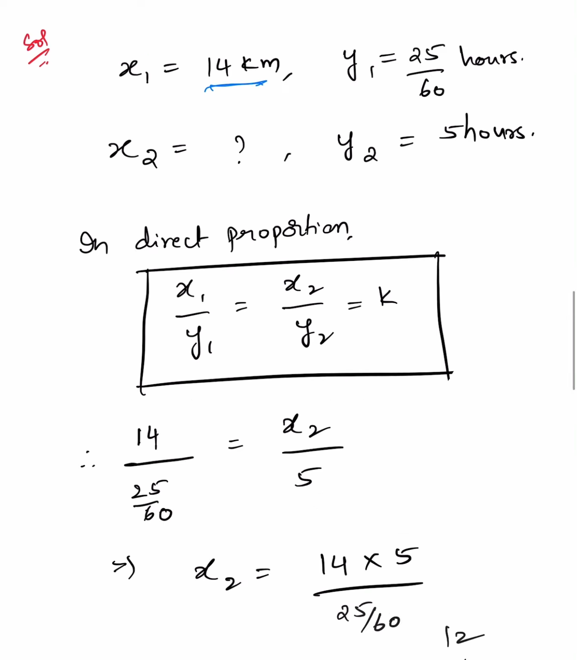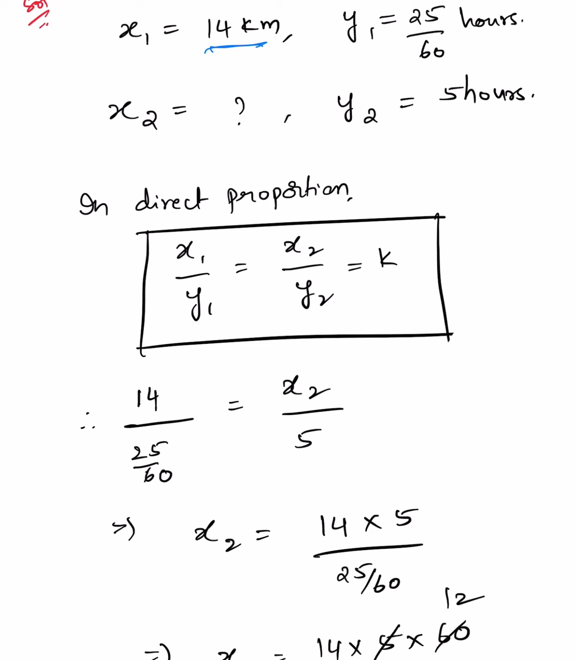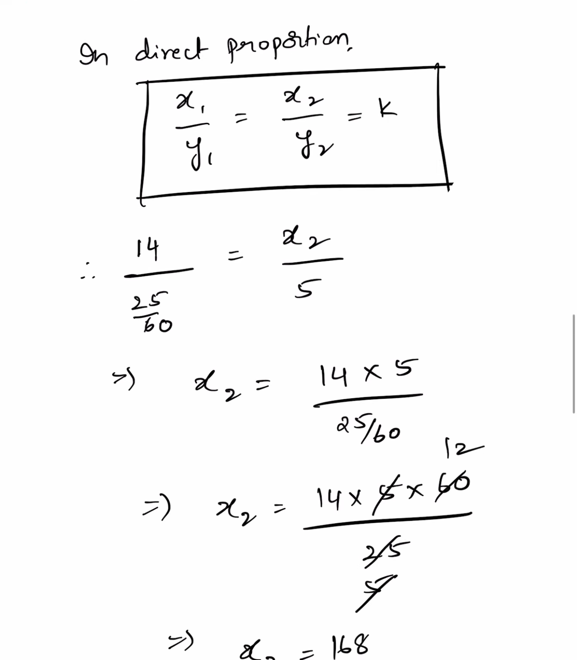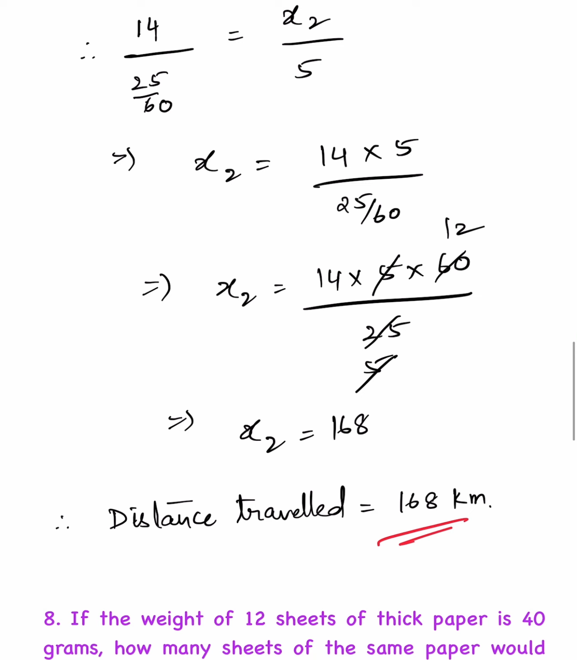Therefore, 14 by 25 by 60 is equal to x2 by 5. Therefore, x2 is equal to 14 into 5 by 25 by 60. That is equal to 14 into 5 into 60 by 25. After simplification, x2 equal to 168. Therefore, distance travelled is 168 km.